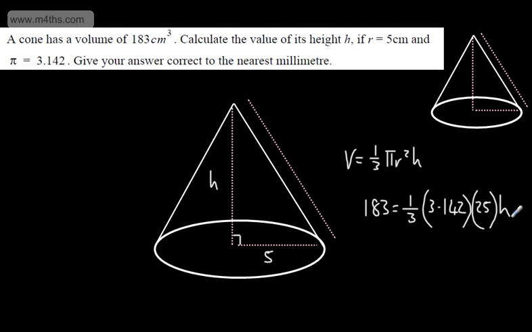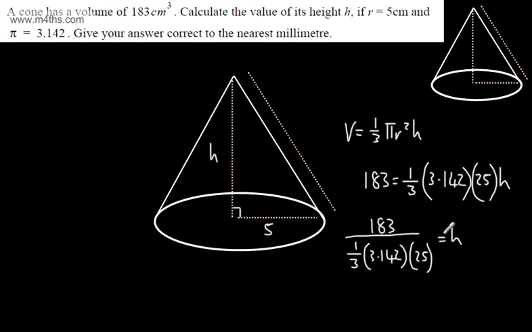So what we're looking to do is find the height. So all I simply need to do is divide both sides by this quantity, 1/3 multiplied by pi multiplied by the radius squared. So I can say 183 divided by 1/3 of 3.142 multiplied by 25 will give me the perpendicular height. If they were really nasty and asked for a slant height, we could find this out using Pythagoras from this answer here. Okay, let's go ahead and do that.